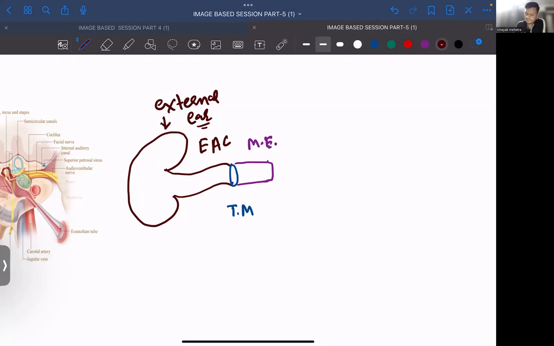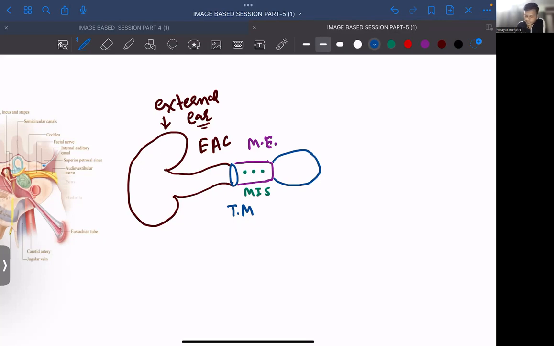In this, we have something like ghungroo. What do we call it? That is the ear ossicle. 1, 2, and 3. Right? 3 ear ossicles. What are their names? Malleus, incus, stapes. That is MIS. Malleus, incus, stapes. It is followed by what? It is followed by the inner ear.